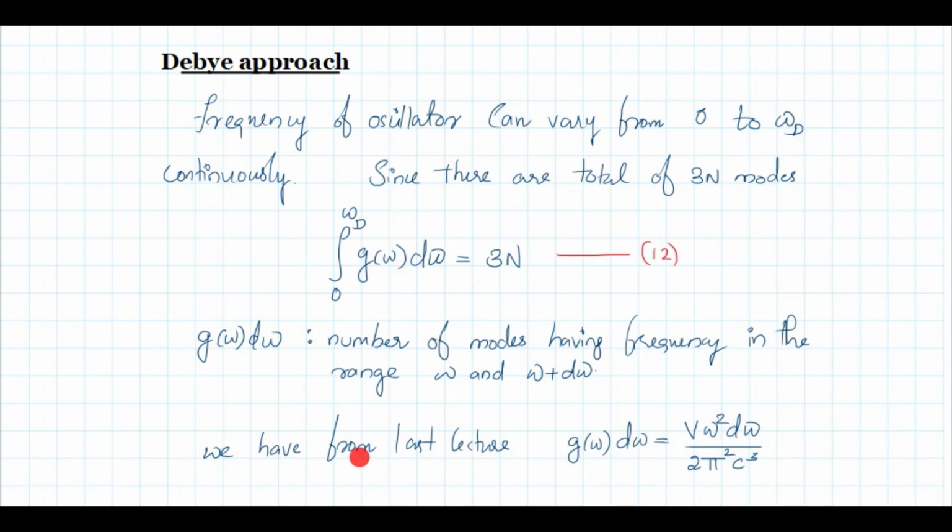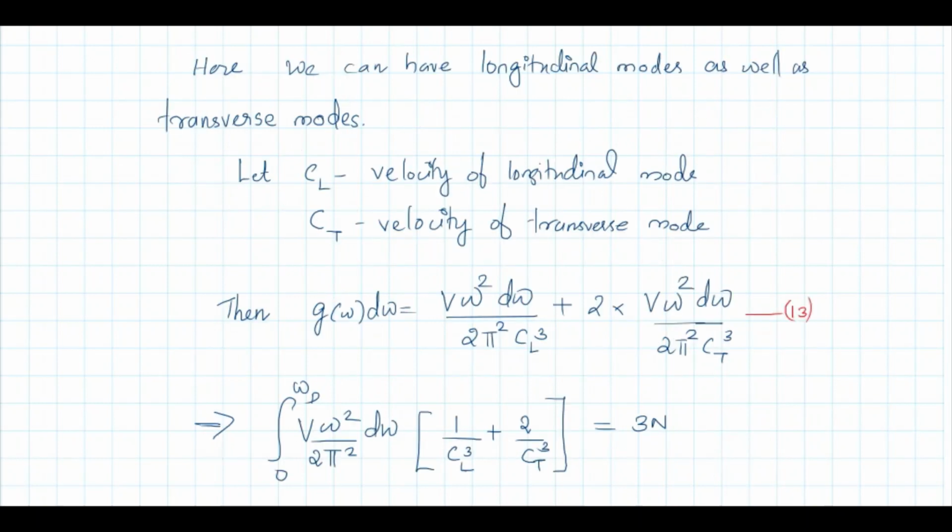Now, from the last lecture, we have this expression for the density of states, the number of modes having frequency omega to omega plus d omega: g of omega d omega is equal to V omega square d omega divided by 2 pi square c cube. This expression we derived in the last lecture; you can refer to lecture number 27. But there we multiplied by 2 in order to account for the 2 transverse modes of vibration for the electromagnetic waves. In this case, however, we can have longitudinal modes also.